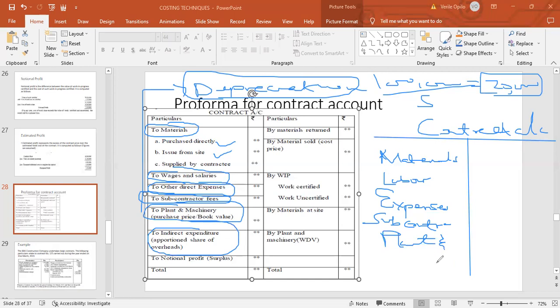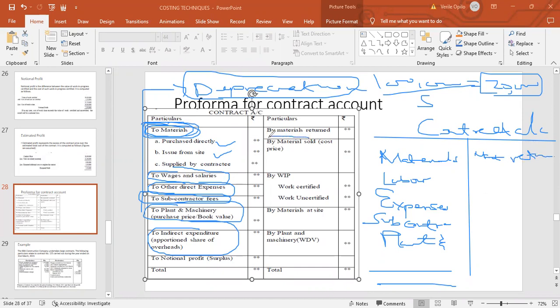So that is what we include in the debit side. We go now to the credit side. So the credit side is going to include any incomes, any returns that have been made by the company. So if there were any materials that were initially issued to the site and they have been returned, then in this case, you're going to show them here that they were not used in the contract period. So you're going to include the material returns.